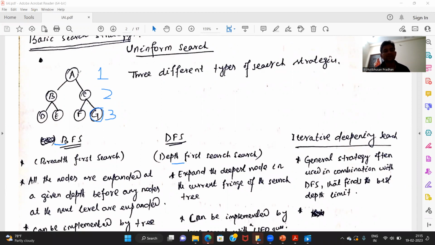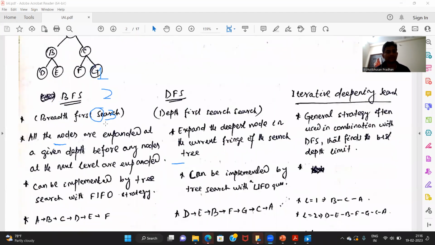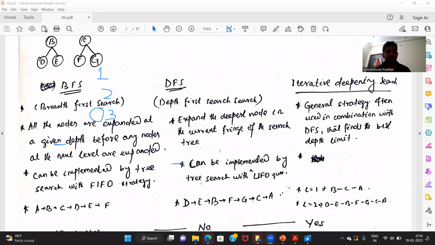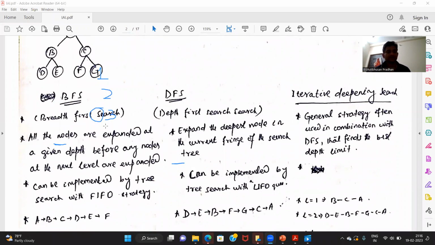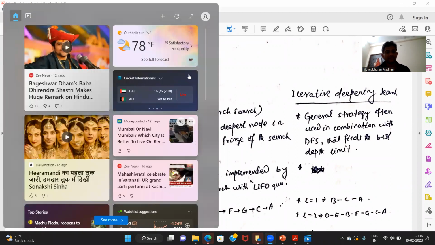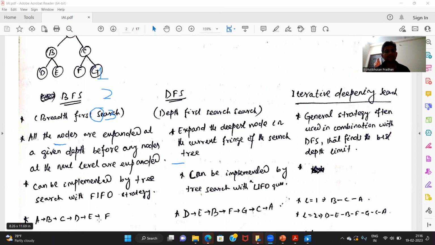First I will start from A, then I will come to B, then C, then D, E, F, and G. In this way I need to travel here. So you can see it is A, B, C, D, E, F, and finally G. Here G is not written.